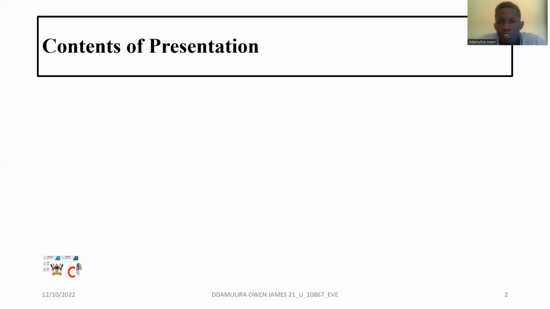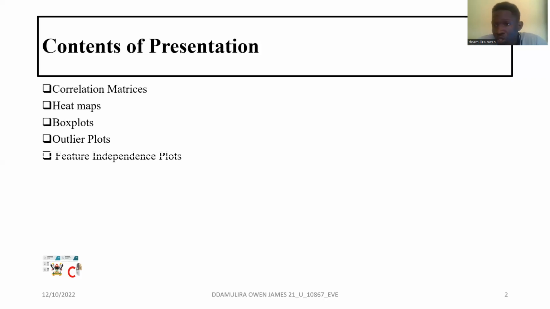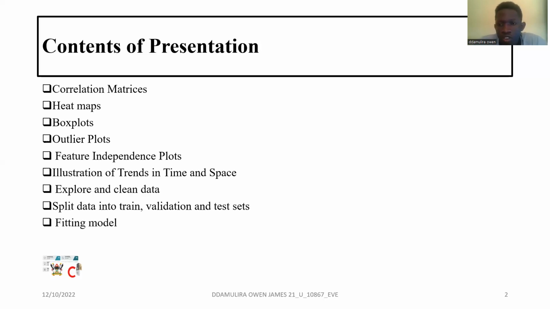So today we are going to look at a few things, especially when you're doing our notebook. What does a notebook consist of? Some of you have been to Kaggle, but you don't know what a notebook consists of. First of all, we have correlation matrices, heat maps, box plots, and so on. By the end of this video you'll be able to understand what all of this content means.